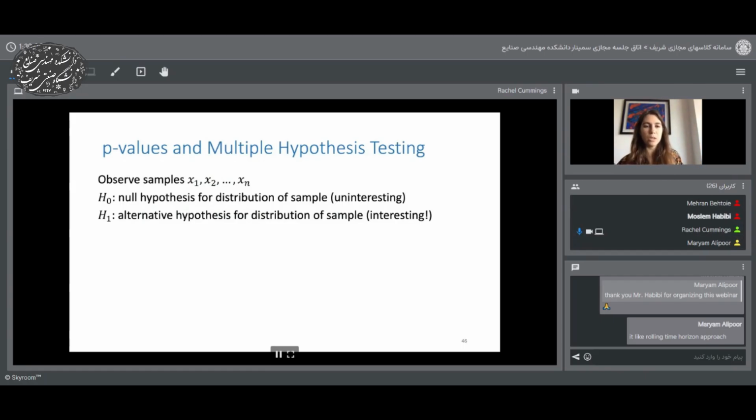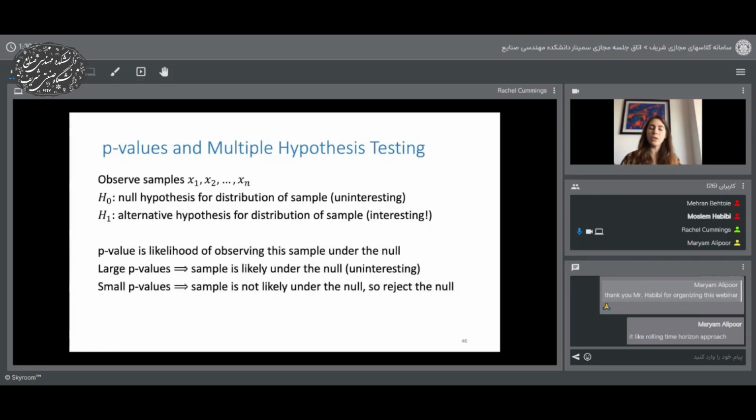As we talk about p-values and hypothesis testing, the framework we're going to be thinking about is we observe samples x1 up to xn, and we want to test some kind of null hypothesis against an alternative hypothesis. The null one is a boring one. This is saying like the drug didn't work. The alternative one is to say the drug works and we see people being cured of a disease.